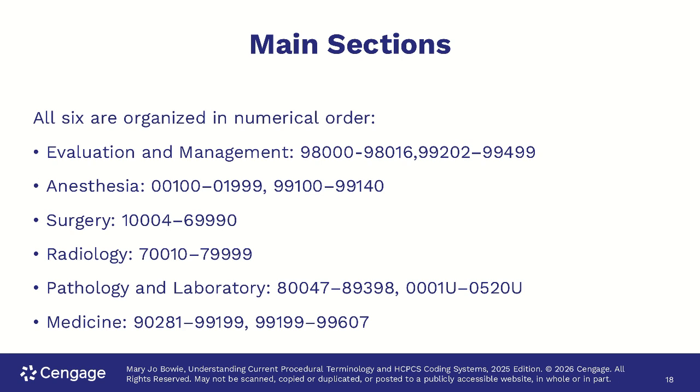Okay, so the main sections, the 6 sections of Category 1, you know what they are: evaluation and management, anesthesia, surgery, radiology, path and lab, and medicine. And you probably are asking yourself, why does E&M start with 9 and then medicine starts with 9? And why is it in the front instead of the back? E&M is up front, it's the most widely used, and so it is listed in the front. And then right after that, you will see the remaining sections.